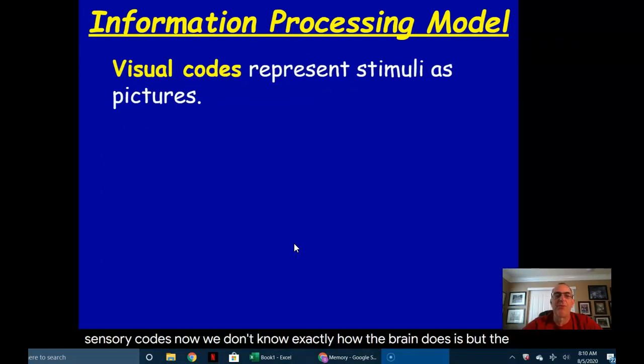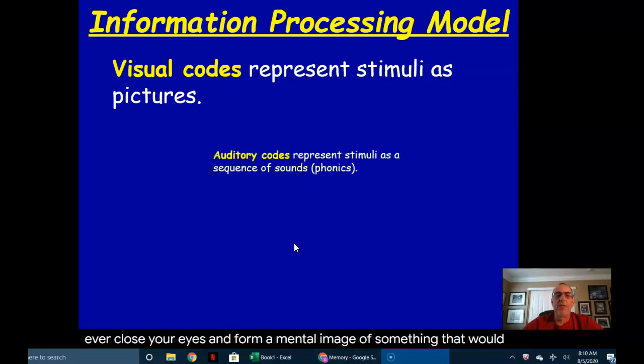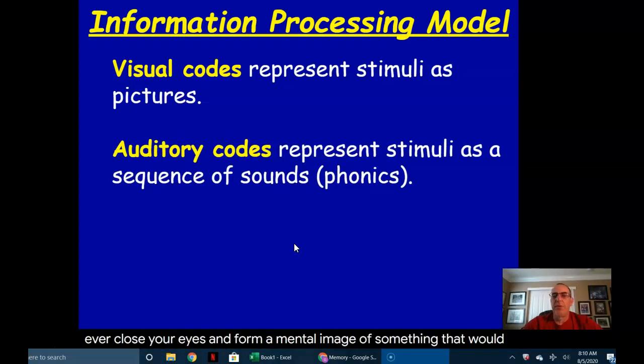For example, we could have visual codes. This is where we represent stimuli as pictures. So if you ever close your eyes and form a mental image of something, that would be a visual code. Same thing with an auditory code. Sometimes we can close our eyes and hear a song in our head, or hear someone talking to us. That would be an example of an auditory code. So these are the ways that we can process information. Same thing with olfactory codes and so on and so forth.